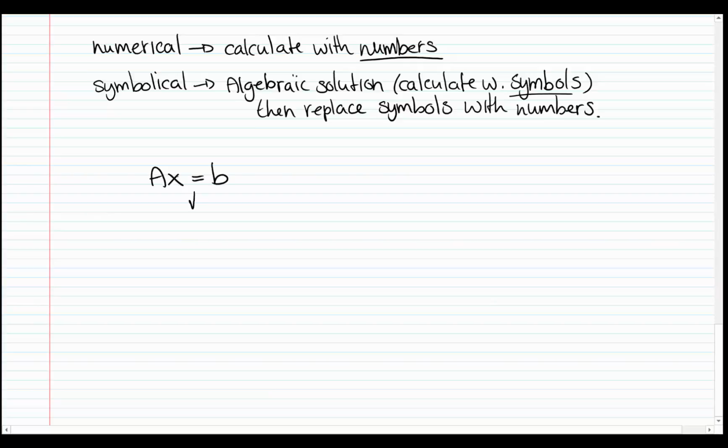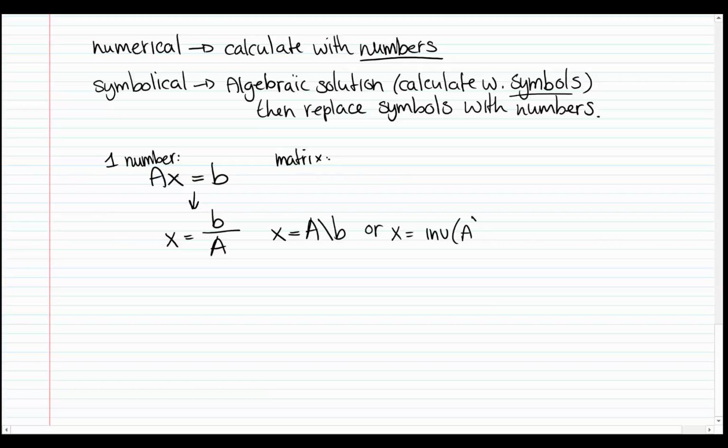In this exercise, we are going to calculate x from the formula Ax = b. Usually you would just divide b by A, but it doesn't work that way with matrices, so we have a special operation. You can either use x = A backslash b, or x = the inverse of A times b. We will try this both symbolically and numerically.